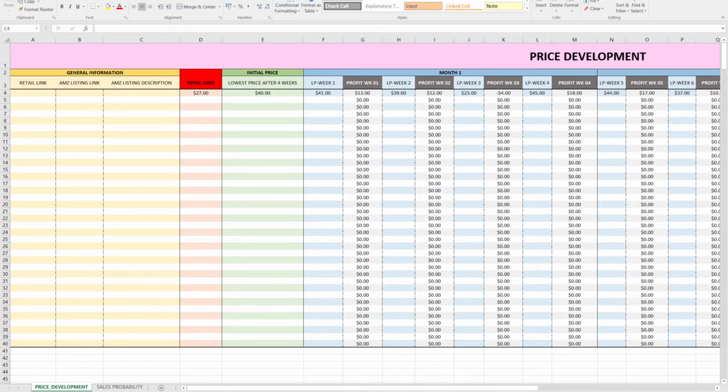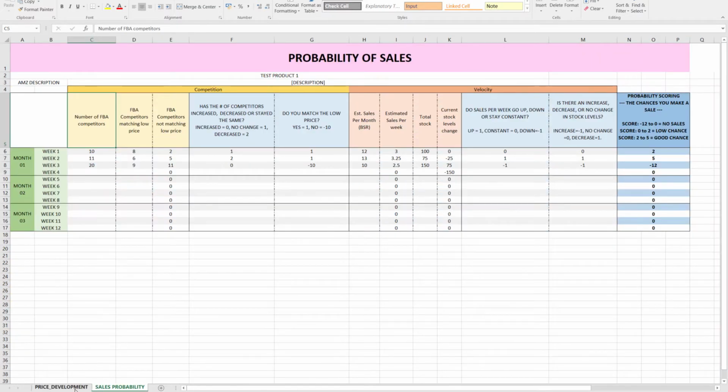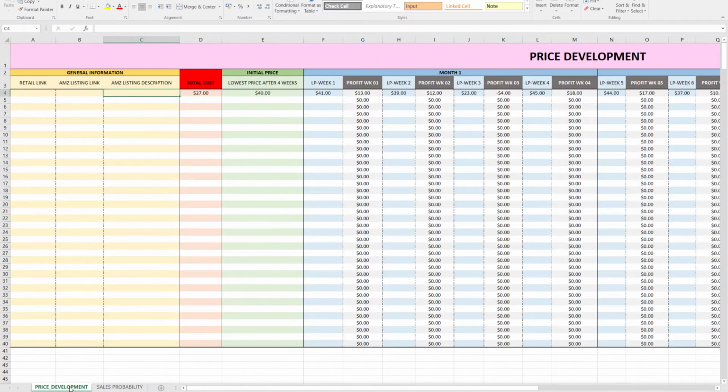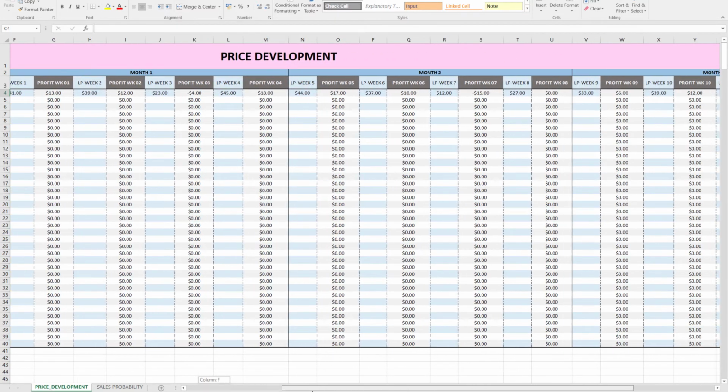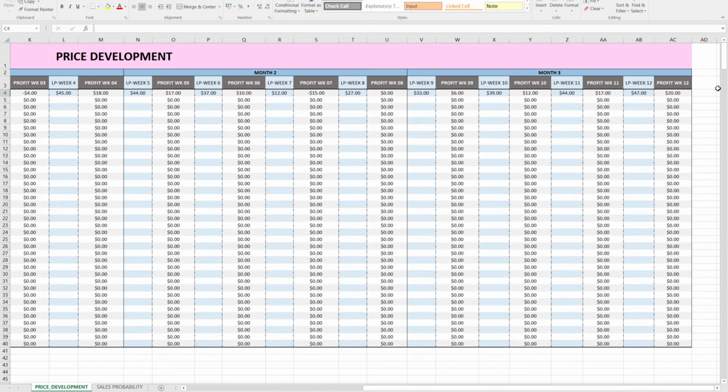Now, as you can see in the Excel sheet, if you look here down below, I've split up the process in two main sections, I would say. The first one is price development, where you just keep track of pricing. Now, if you scroll way down to the right, you see it goes up to 12 weeks.